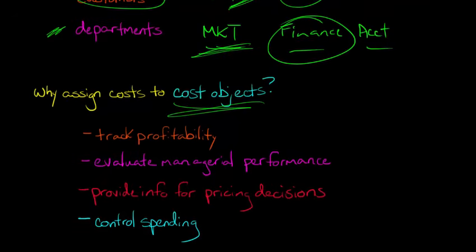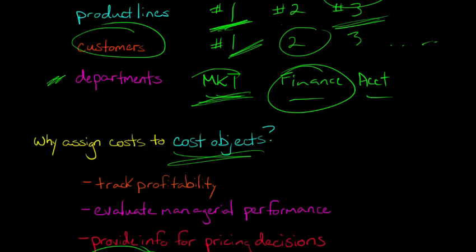And it can also help us control costs. When we think about control in the context of cost accounting, we're basically thinking, okay, we've got this marketing department, we've got this accounting department, these different departments have budgets, and we want to control their spending in the sense that we want to make sure that it doesn't exceed a certain threshold.